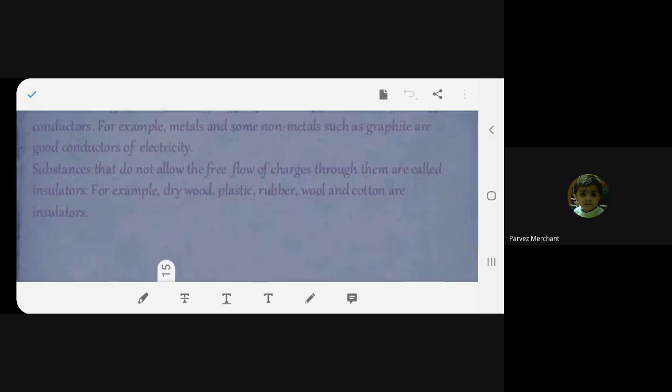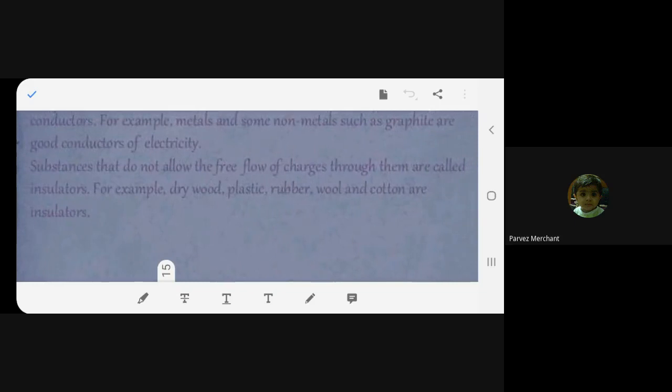Thank you. Now let's do the insulator part, beta. Begin. Substances that do not allow the free flow of charges through them are called insulators. For example, dry wood, plastic, rubber, wool, and cotton are insulators.